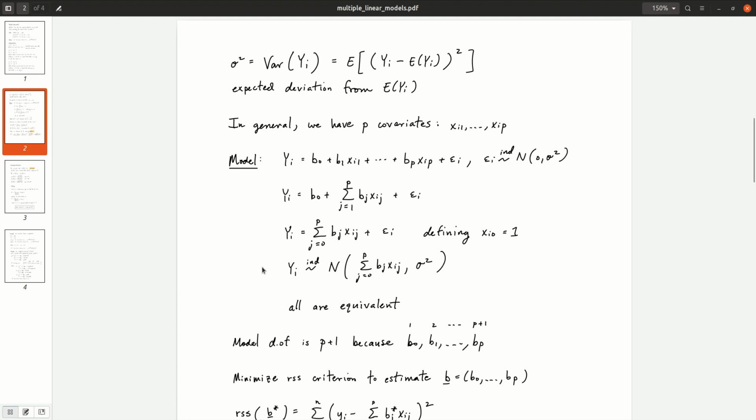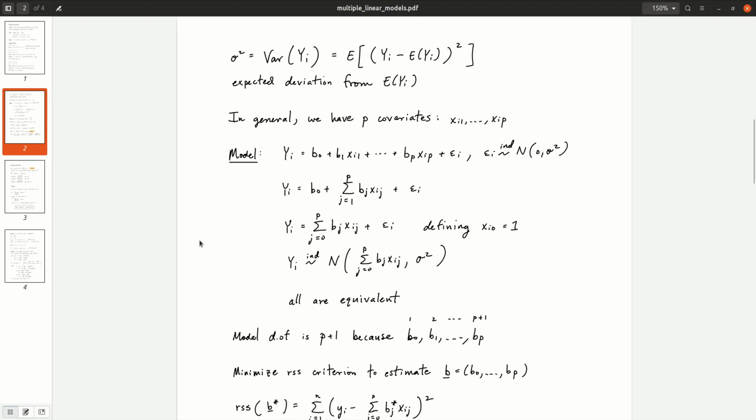And then we can write it directly in terms of the distribution, which is the following. And all these ways are equivalent. So you may see in papers or books or articles that there are different ways of expressing this model, and these are all equivalent.